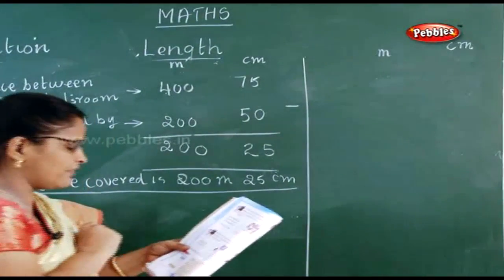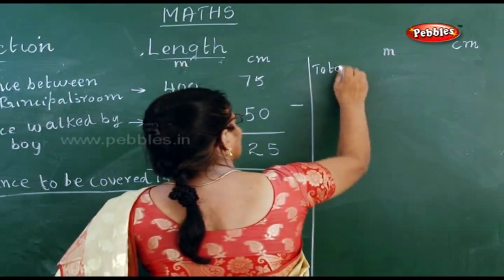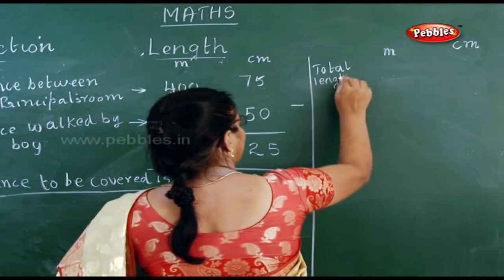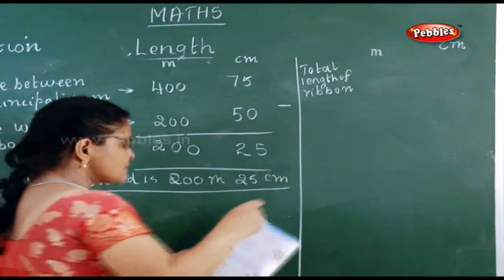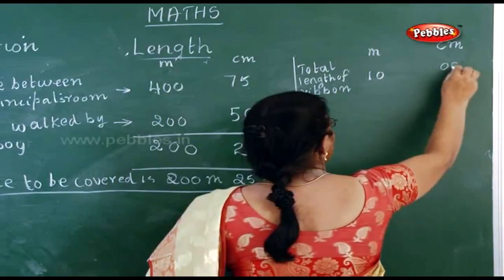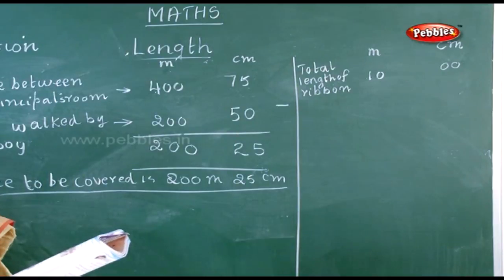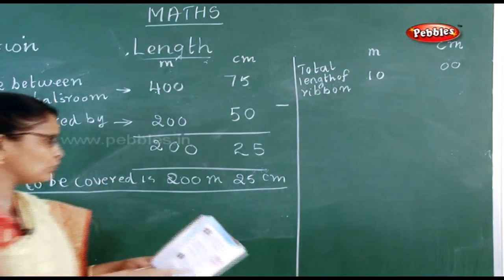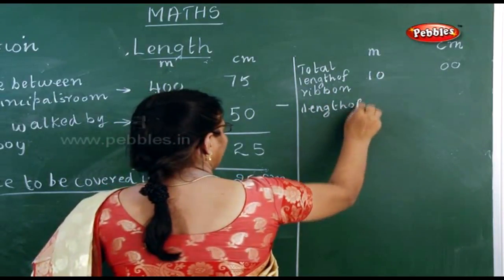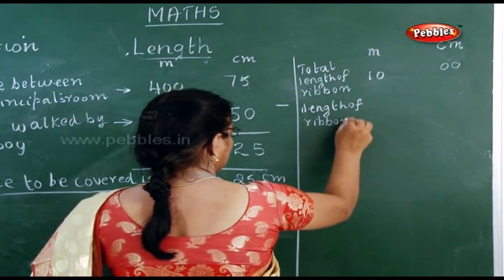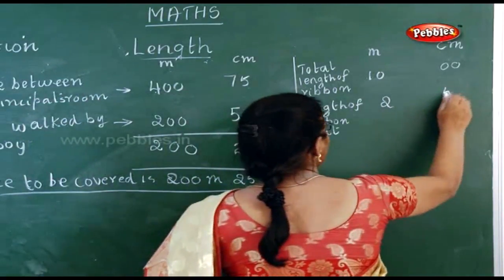Now what is the first thing given? The mother bought a roll of ribbon. So now you have to write total length of the ribbon. Now what is the total length of the ribbon? It is 10 meter, no centimeter, so immediately you can put 0 centimeter. Is it clear now? Now the next line: if she cuts a piece of ribbon measuring 2 meter. So you can write length of ribbon cut. What is the length of ribbon cut? It is 2 meter and 50 centimeter.